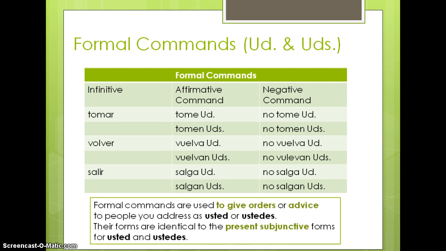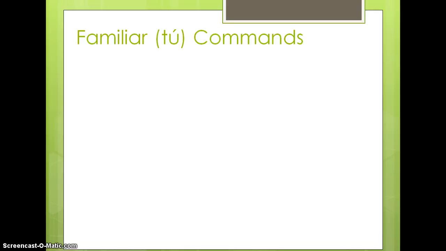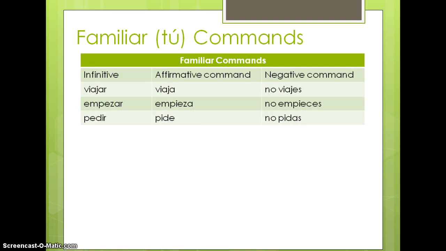Remember, we are using formal commands to give orders or advice to people that we address as usted and ustedes. Remember, these forms are identical to the present subjunctive forms for the usted and ustedes, which means that if there's a stem change, as in volver, that stem change has to be present in the command, vuelva or vuelvan. Or if it's an irregular yo form, salga, salgan, that you have that irregularity in the usted and ustedes affirmative and negative commands.